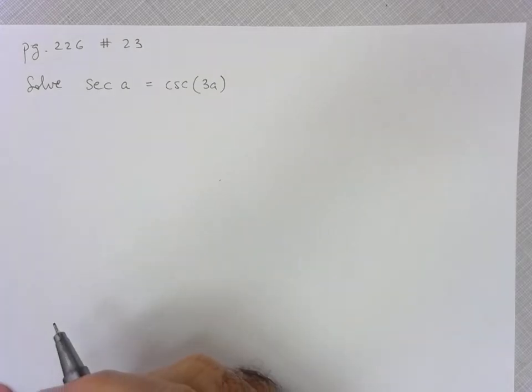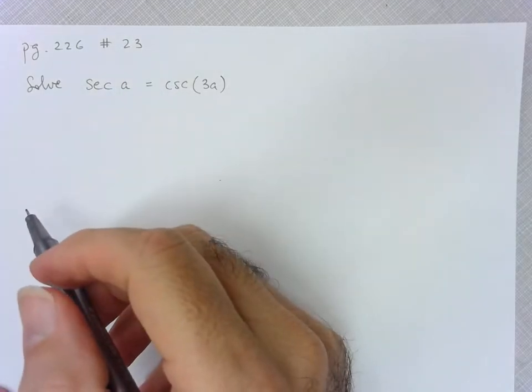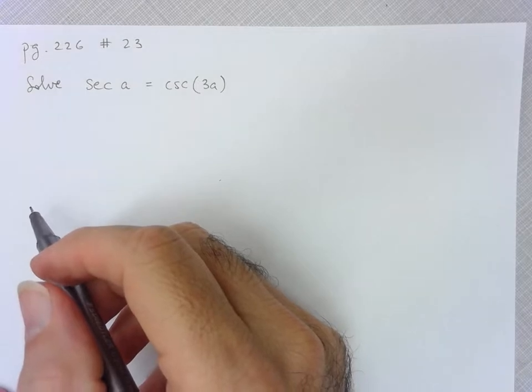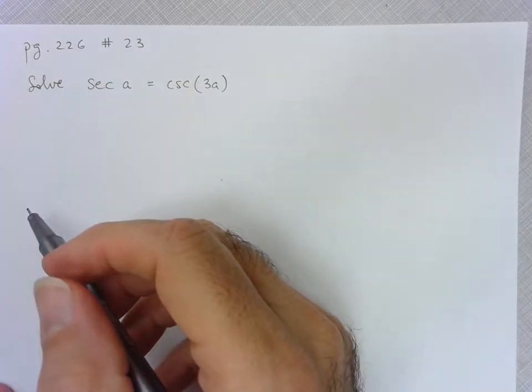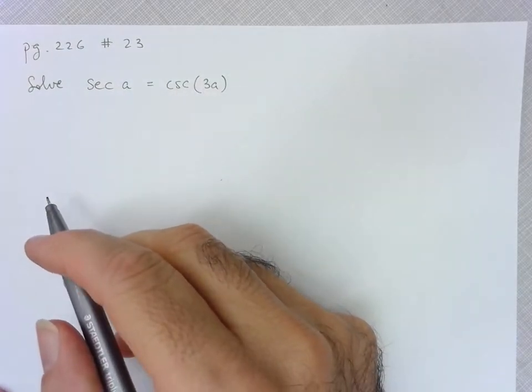Hi folks, we're going to take a look at page 226, number 23. So essentially they're asking us to solve this equation, and notice here they say determine an exact value for angle A. The fact that they're saying an exact value instead of the exact value implies that there might be more than one answer. So we'll probably find a couple here.